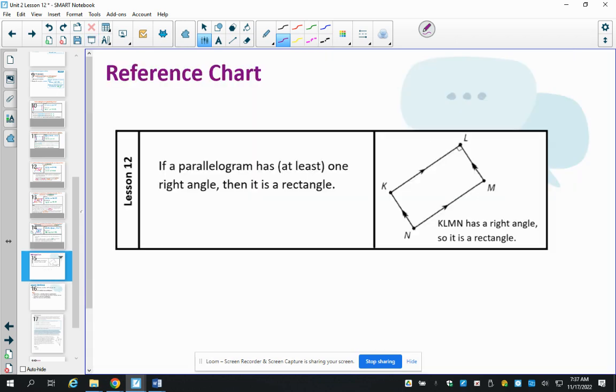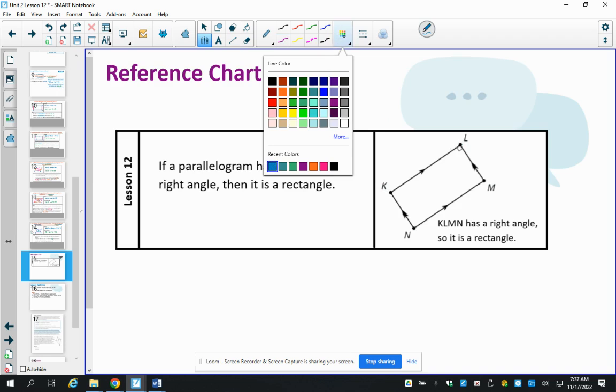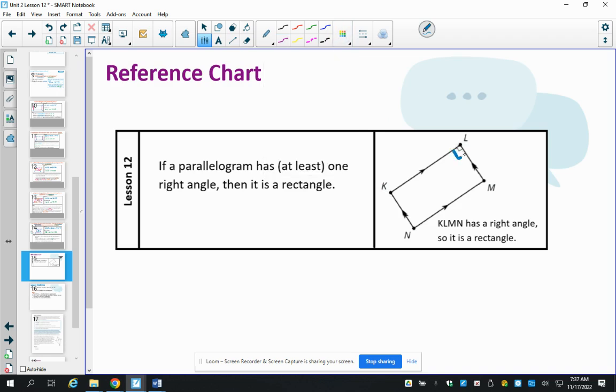All right, one more thing for your reference chart. We proved in one of the statements that if we've got a parallelogram and a 90-degree angle, it has to be a rectangle. So now you wouldn't have to ever prove that again. If you see a parallelogram with one 90-degree angle, all of them are 90 degrees.